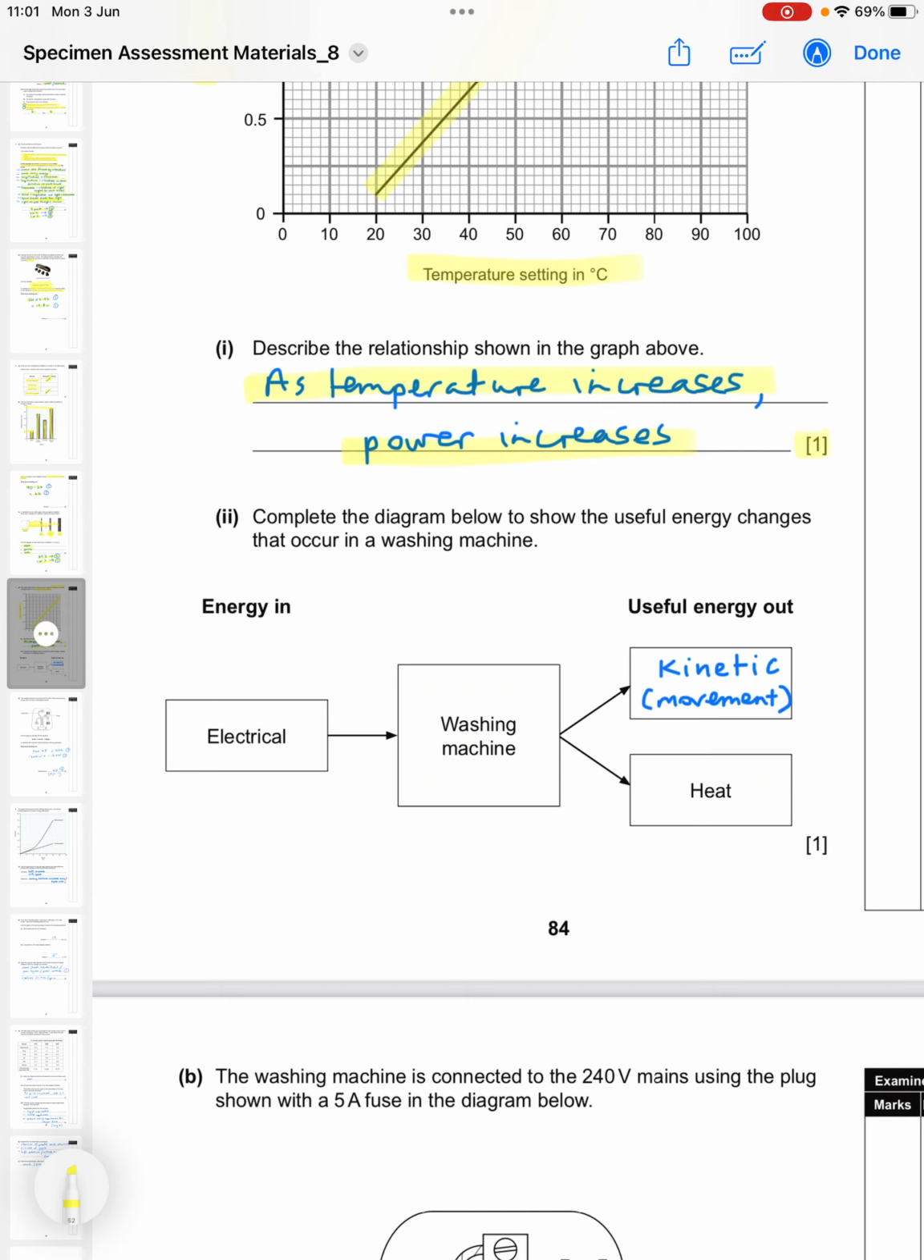So complete the diagram below to show the useful energy changes that occur in a washing machine. We've got the energy in is electrical. One type of energy out is heat, and they're looking for you to complete the last one, which is kinetic or movement energy.